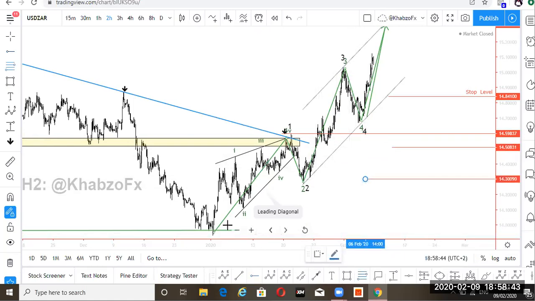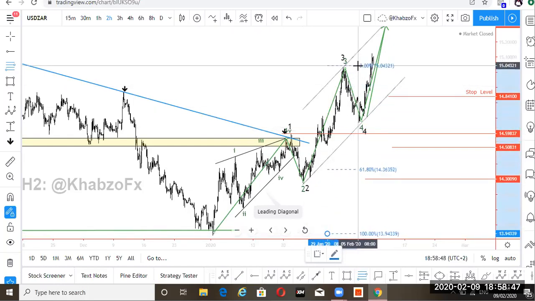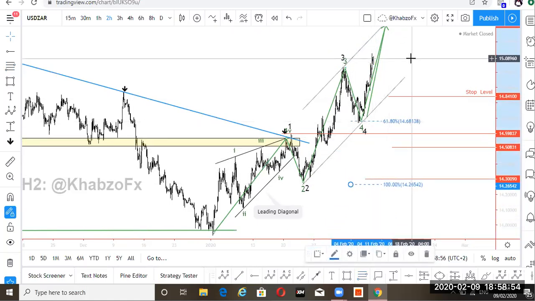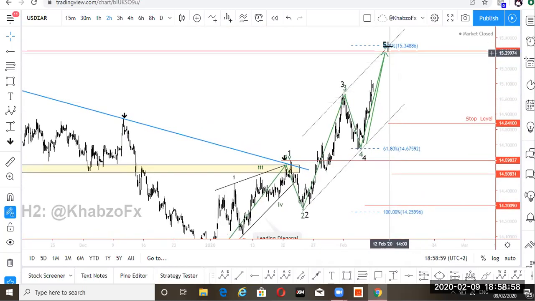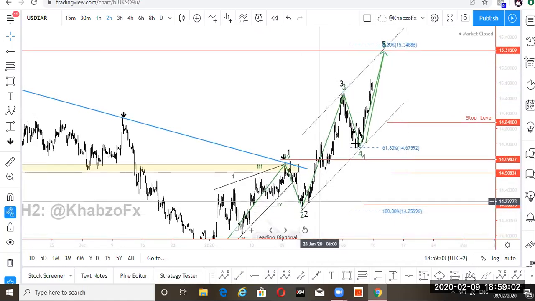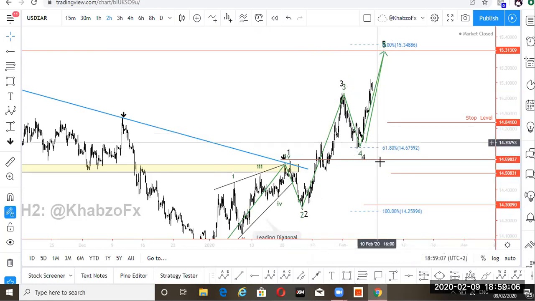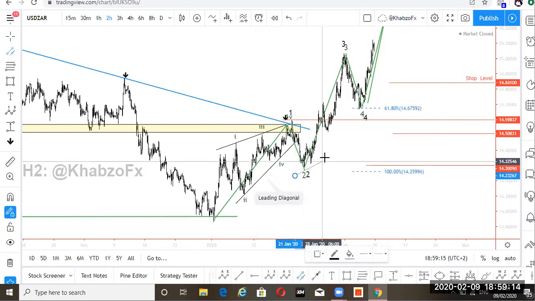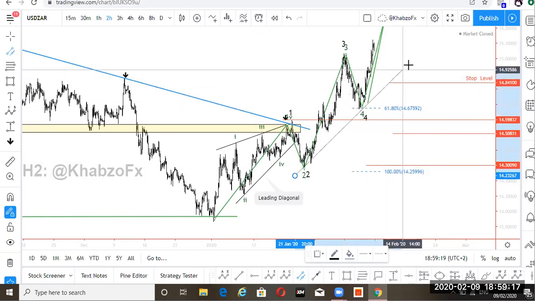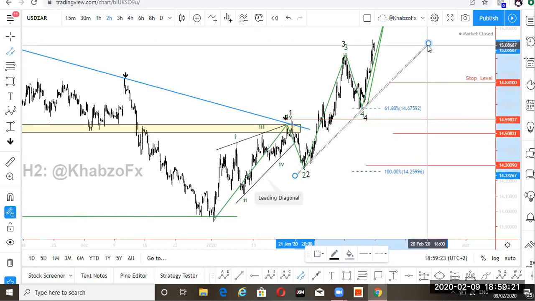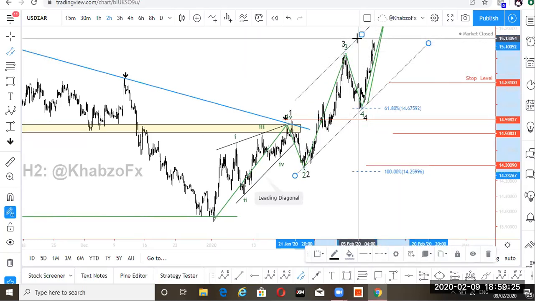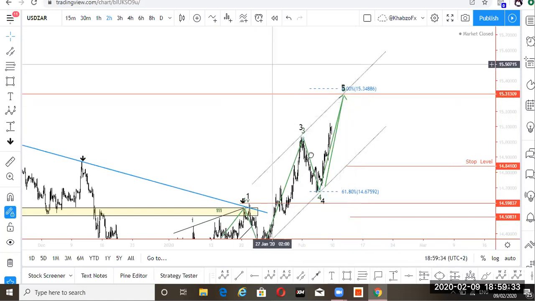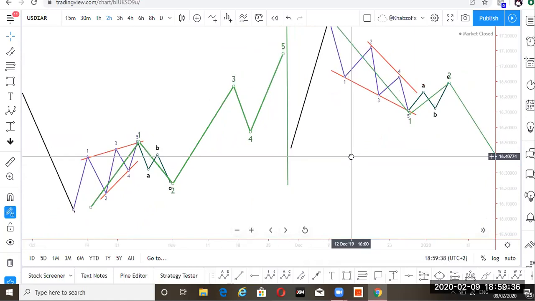Also, to predict the fifth wave, just take your Fib tool, take the 61.8 and place it here. So as you can see, it should end around here. Alternatively, you can just take these parallel lines. It starts off at the extreme of wave two and the extreme of wave four, then you place it at the extreme of wave three. Then you should be able to predict the end of the wave. I hope you guys understand.